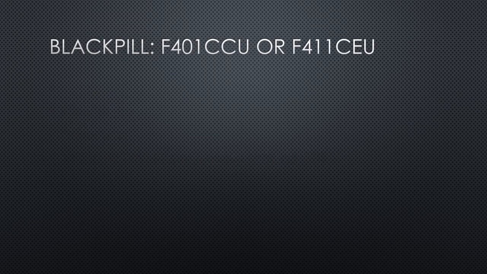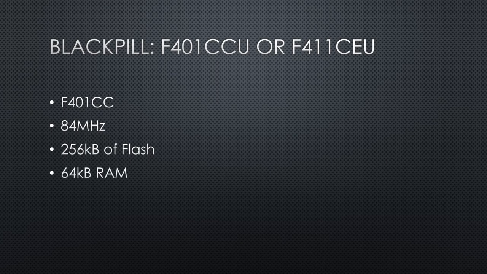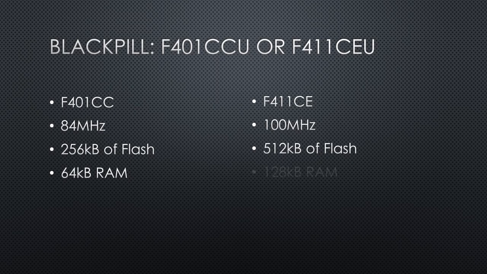The black pills come in two versions. Both use F4 chips and a floating point coprocessor to speed up calculations. The F401CCU runs on 84 MHz, has 256 KB flash and 64 KB RAM. The one with an F411CEU chip runs at 100 MHz, has 512 KB flash and 128 KB RAM.